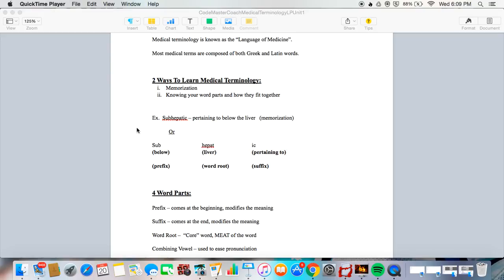Subhepatic means pertaining to below the liver. If I say it so many times and you hear it so many times, you'll begin to memorize it and you will know that subhepatic means pertaining to below the liver.